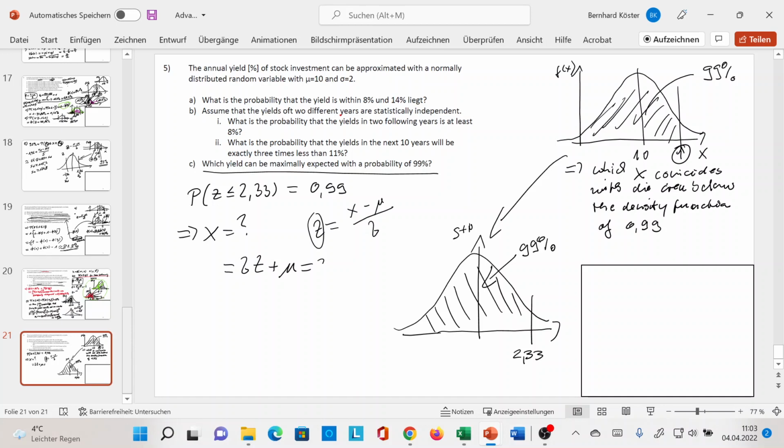equals 2 times 2.33 plus 10 equals 14.66. So the maximum yield is 14.66%.